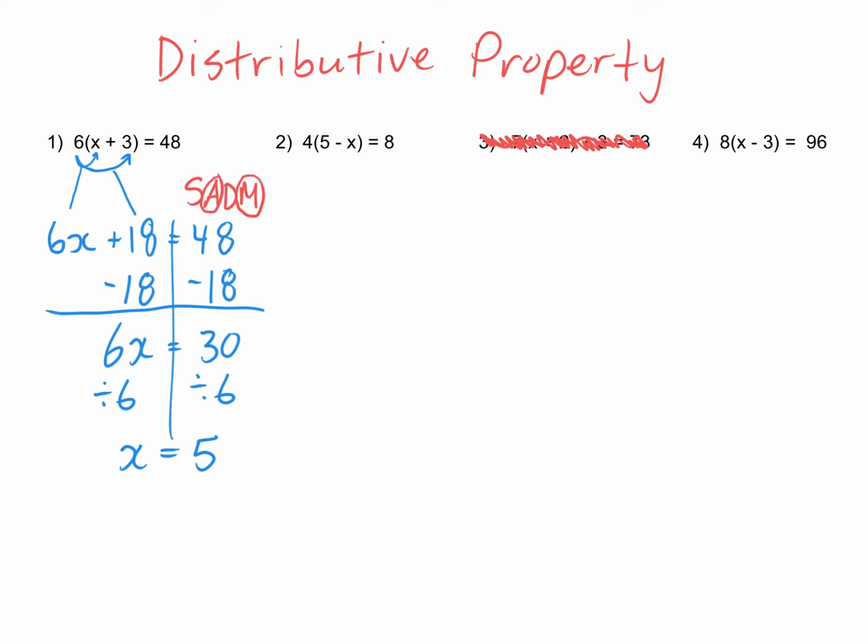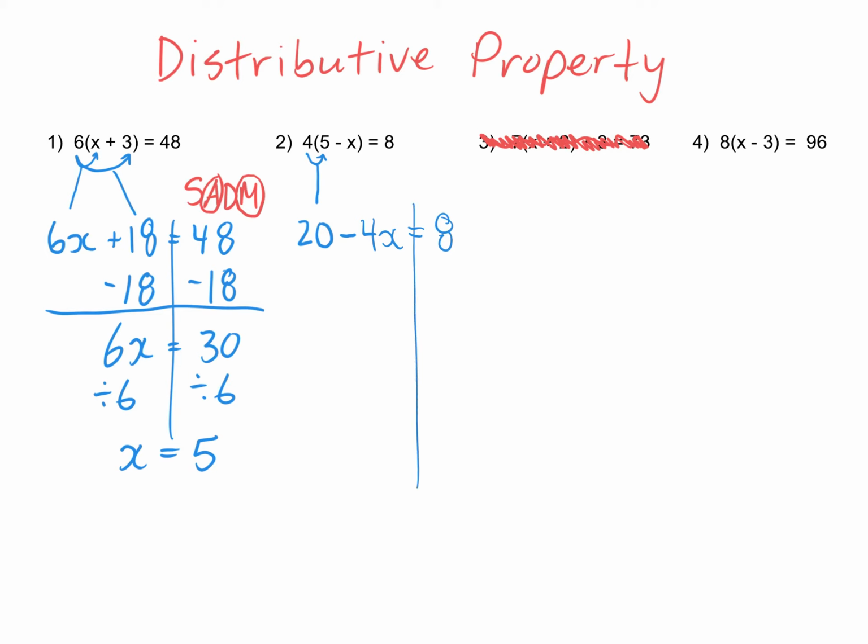So we're going to apply the distributive property. We're going to go 4 times 5, which is just 20. And then we have 4 times negative x. So if it was just positive x, it'd be 4x. But because it's 4 times negative x, that's negative 4x. So we write that as negative 4x. And that equals 8.